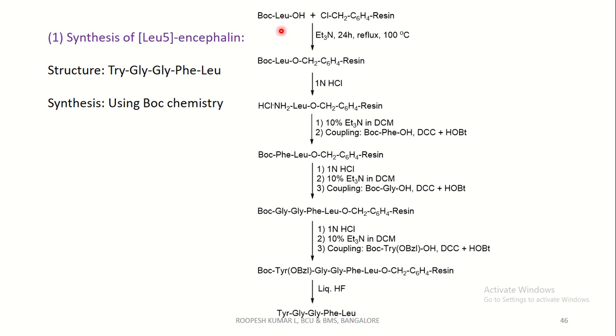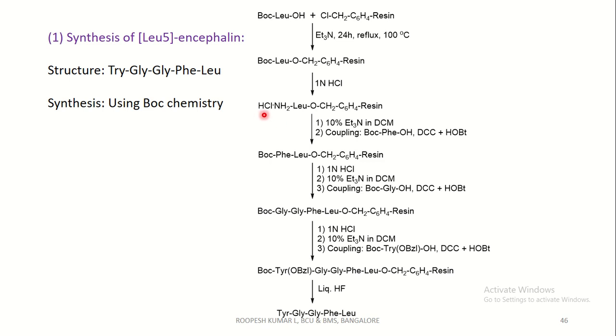Boc leucine on treatment with Merrifield resin in the presence of triethylamine. The reaction is stirred for 24 hours under reflux conditions. We get a Boc leucine attached to Merrifield resin. On deprotection, we get a free amine, which will be in the salt form.